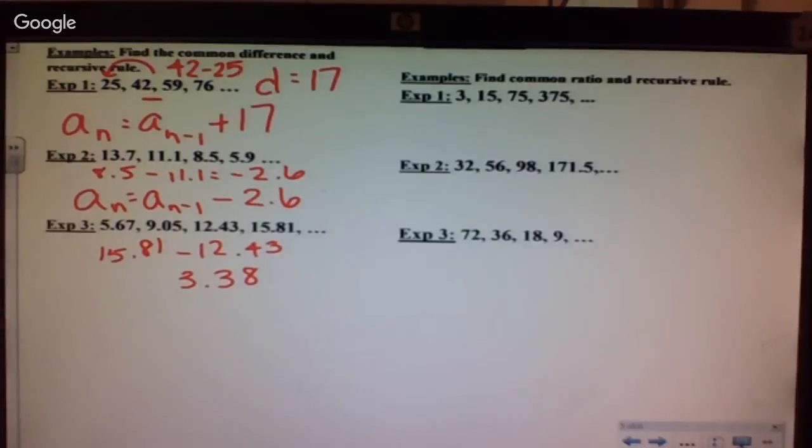Okay. So A sub n equals A sub n minus 1, and this time it's a positive number because it's going up. So it's plus 3.38.